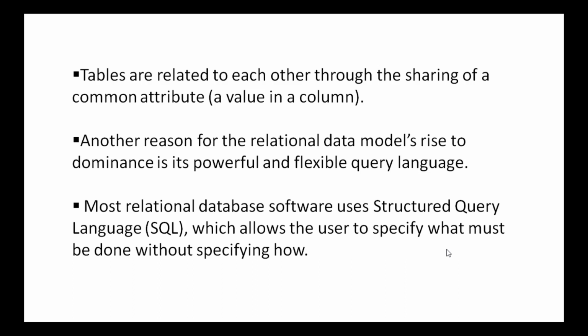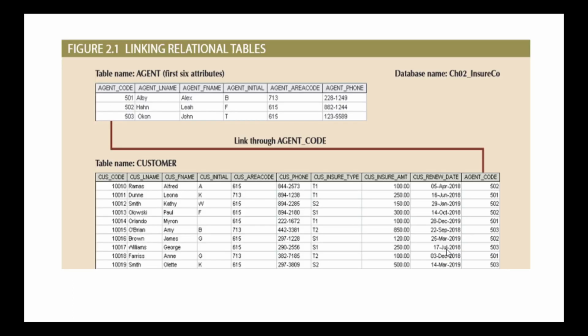So it's a very important feature in the relational model. One of the main reasons for the dominance, popularity and power behind the relational data model is its flexible query language, SQL. So just see this diagram, how the tables are linking with each other with the concept of primary key and foreign key. There are two tables, agent and customer, in the insurance company.